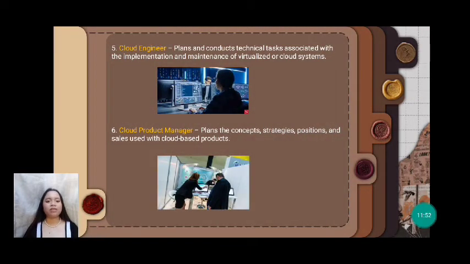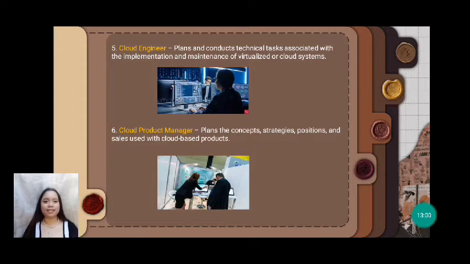Boom. So number 5 is the Cloud Engineer, who plans and conducts technical tasks associated with the implementation and maintenance of virtualized or cloud systems. So simply, the Cloud Engineer is the one who maintains cloud systems. Also, he or she is the one who builds and maintains cloud infrastructure. Cloud technology has become ubiquitous in recent years. In fact, you probably use cloud-based technology frequently in your everyday life, like when you're watching TV and listening to music on your favorite streaming sites.